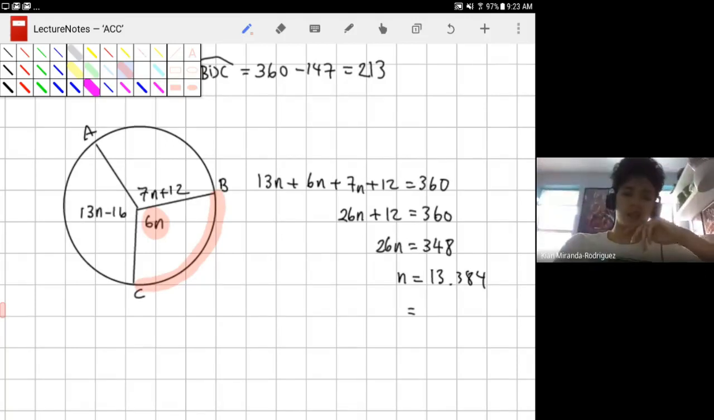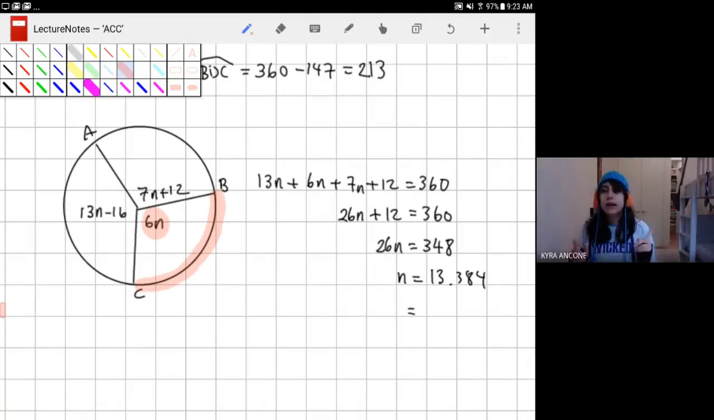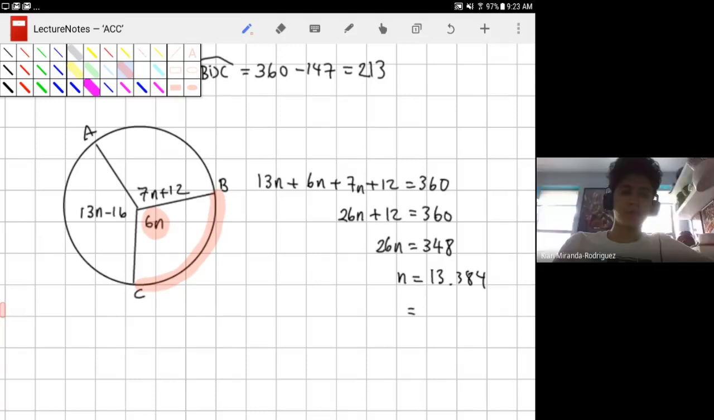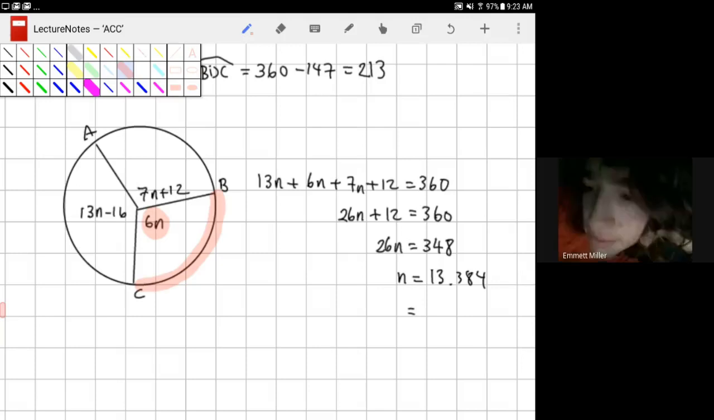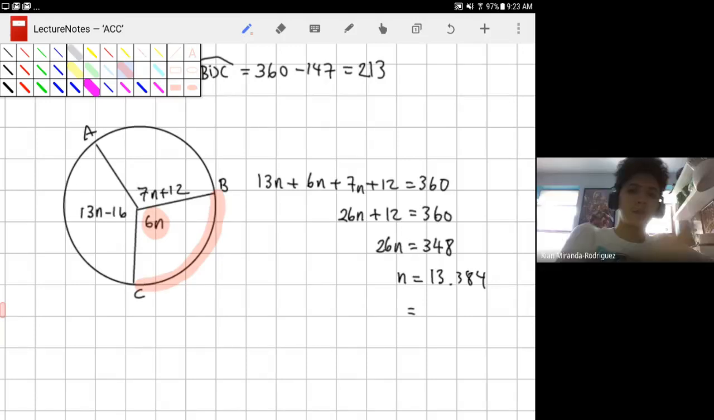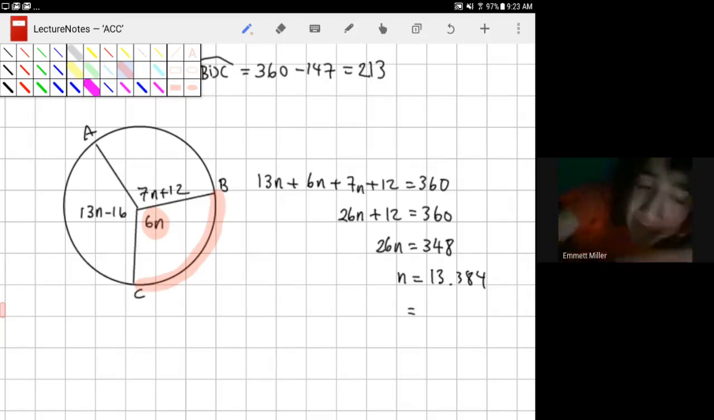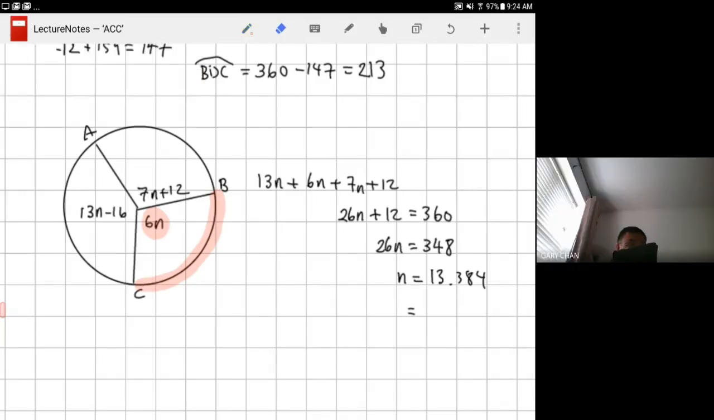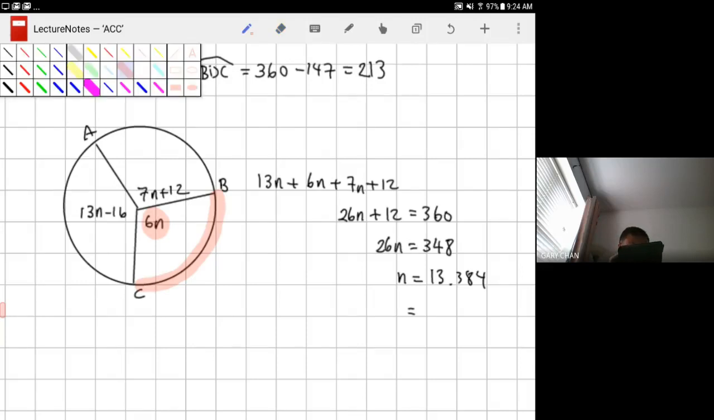Wait, hang on. I think there's a small error there because you forgot the minus. Right. No, I forgot the negative. I got a whole number when I did that. It's negative 16. Yeah, I forgot the minus 16. Sorry about that, guys.